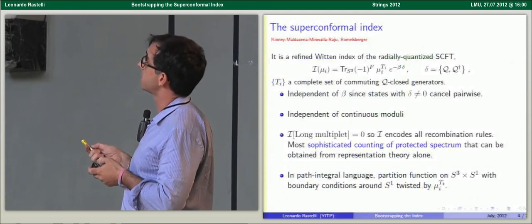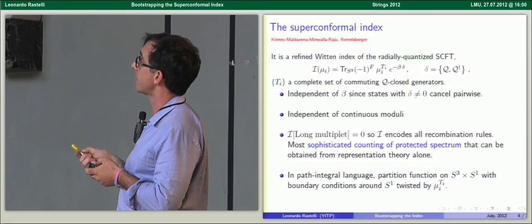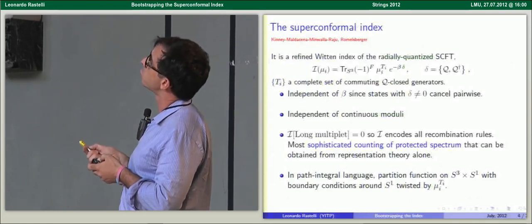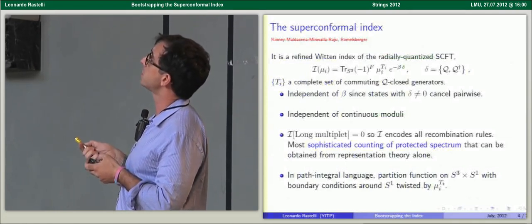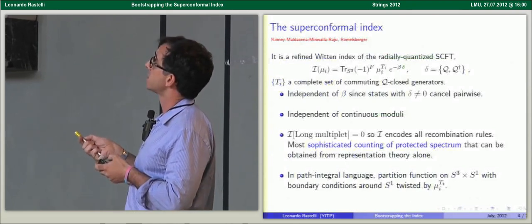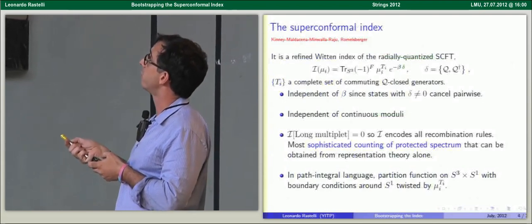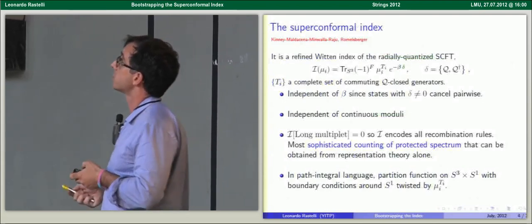Now, the Witten index will in fact diverge because there's an infinite number of supersymmetric ground states if you naively define it this way. And so you want to refine your counting by introducing further fugacities mu_i. In the exponent, I could put a complete set of Q-closed generators.